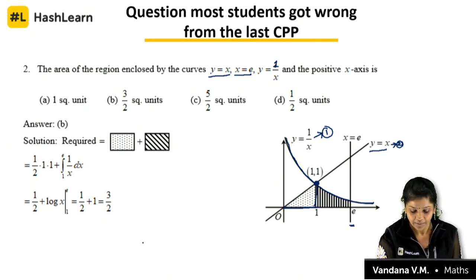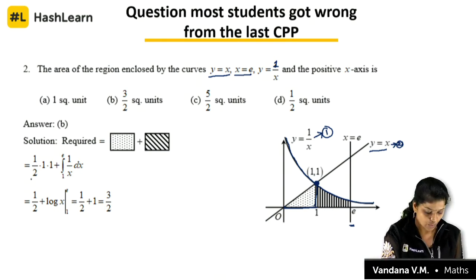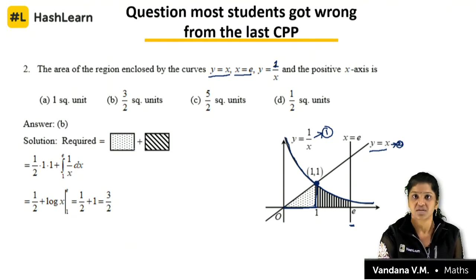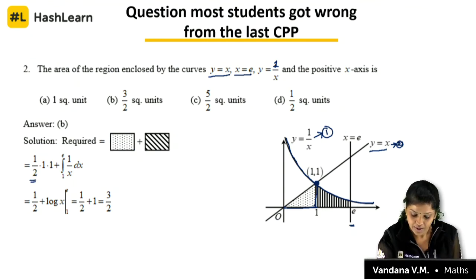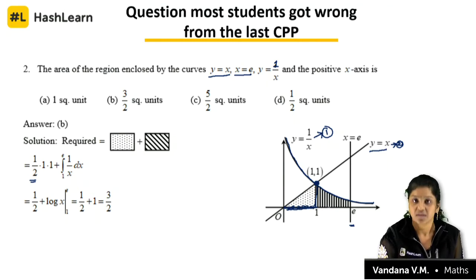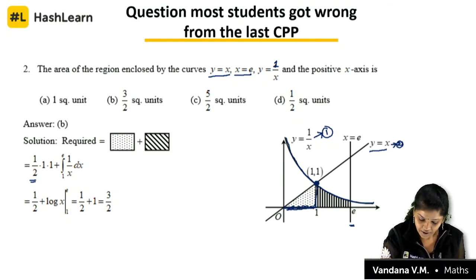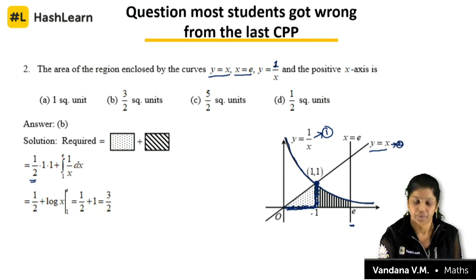And afterwards it is just a curve. So from 0 to 1, the required area is the dotted one and the lines. The dotted one is from 0 to 1, representing the right angle triangle. What is the area of that triangle? Half into base into height. What is the base? 1 unit. The height is also 1 unit. Half into base into height.